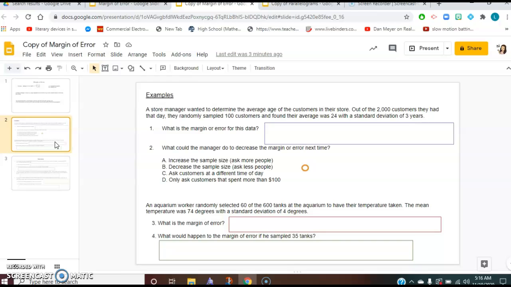We don't need that piece of information. The average or the mean is not a part of the formula. With a standard deviation of 3 years. So I need the 3. I need the standard deviation and I need the sample size.